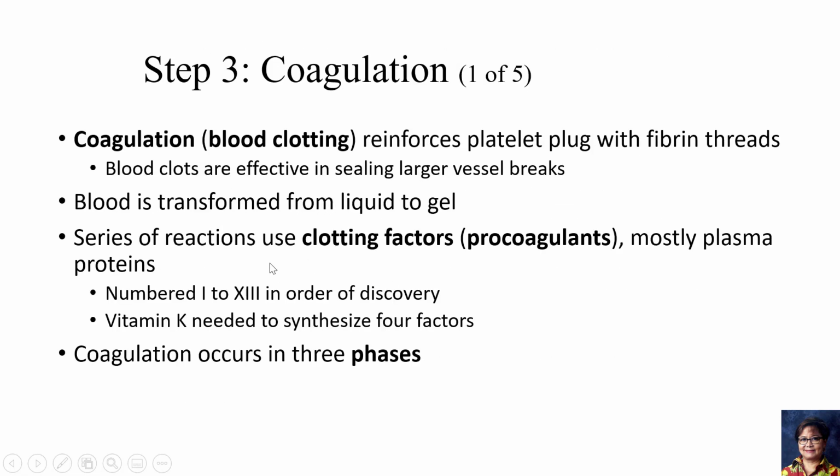So the third step in the stoppage of bleeding, or in hemostasis, is what you call coagulation or blood clotting. This is a series of chemical reactions that would lead to the formation of fibrin or blood clot. Now, blood clots are effective in sealing larger vessel breaks. Blood is transformed from liquid to gel-like. This gel-like substance is going to be very rich in fibrin. So where did fibrin come from?